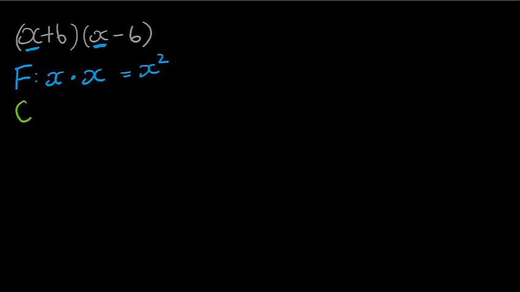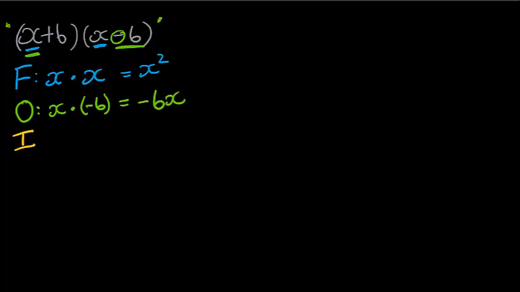O stands for outer. On the outermost side, here I have X. On the outermost side, here I have minus 6. Remember to include the sign. So here I have X times minus 6. That gives me minus 6X.